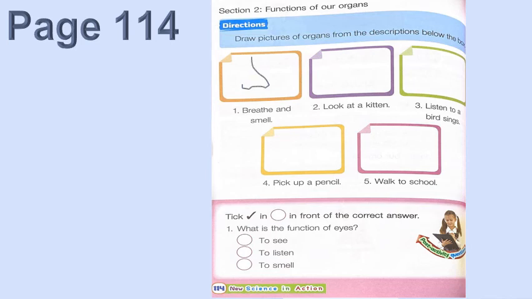Number 2, look at a kitten. Number 3, listen to a bird sing. Number 4, pick up a pencil. And number 5, walk to school. Now below, tick or put check in front of the circle of the correct answer. Number 1, what is the function of eyes? Is it to see, to listen, or to smell? Please tick the correct answer.